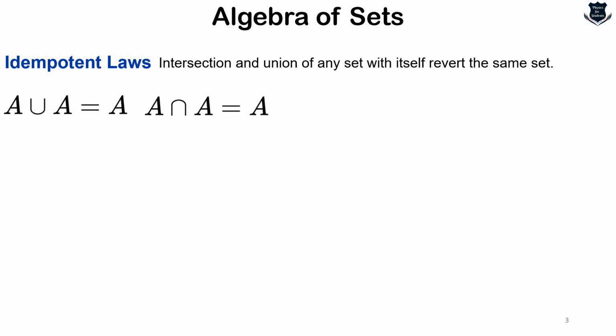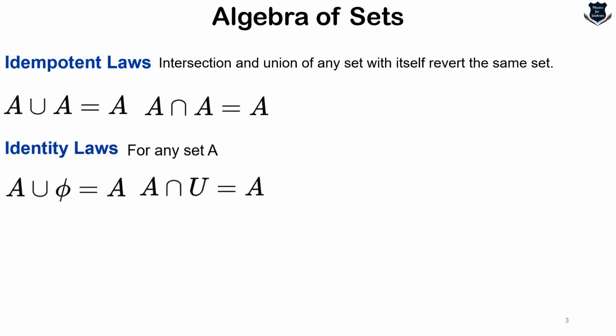simple. Intersection and union of any set with itself return the same. So a union A is A and A intersection A also leads to A. The identity law, which is quite simple. For any set A, the union of A with phi equals A, and A intersection with U results in A. I would just like to tell you that U is here the universal set.